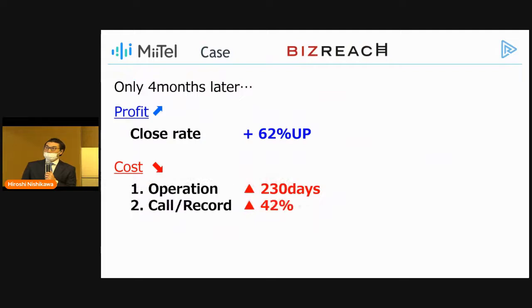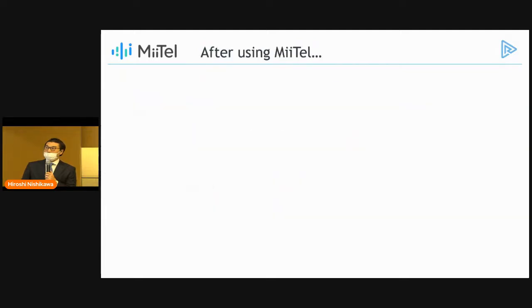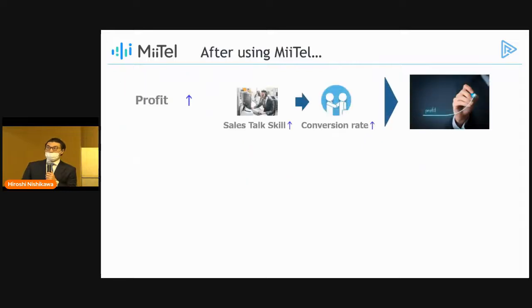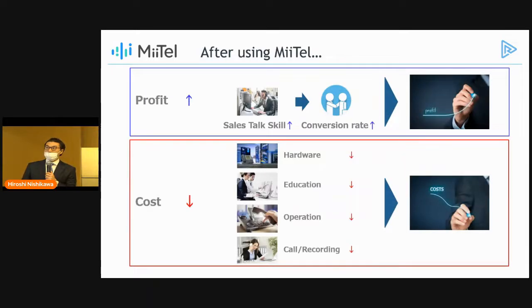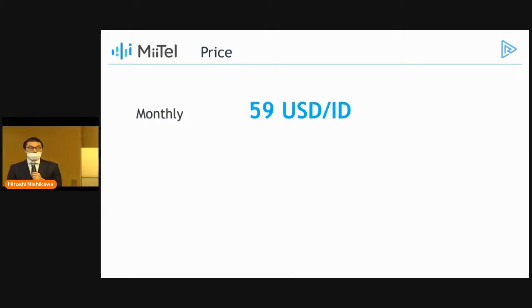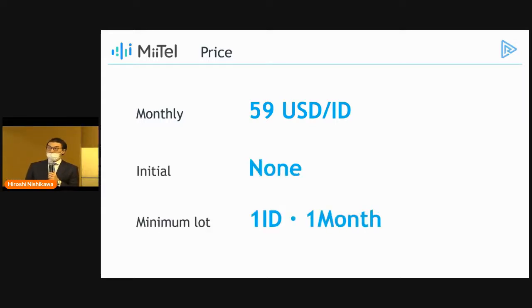So after using Metel, profit goes up and cost goes down, and usually net ROI becomes more than 500%. Everybody says it should be super expensive, but we betrayed your expectation. The per ID price is only $59 per month, with no minimum lot and no initial costs.